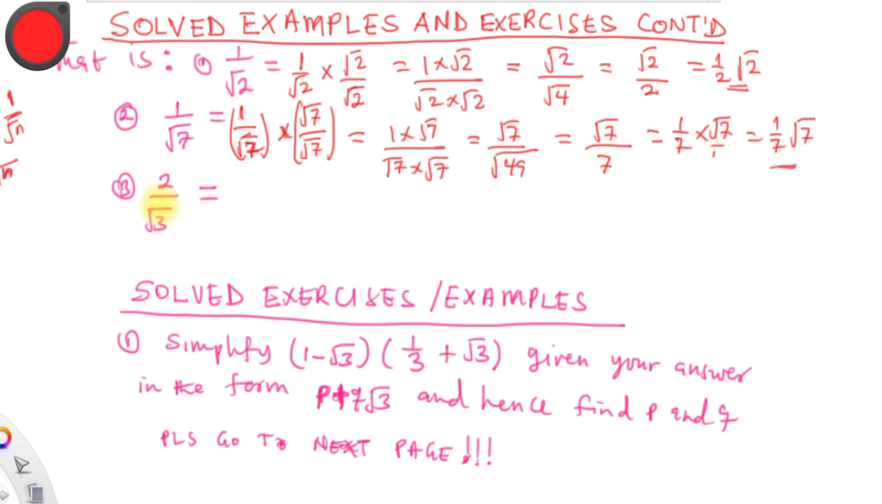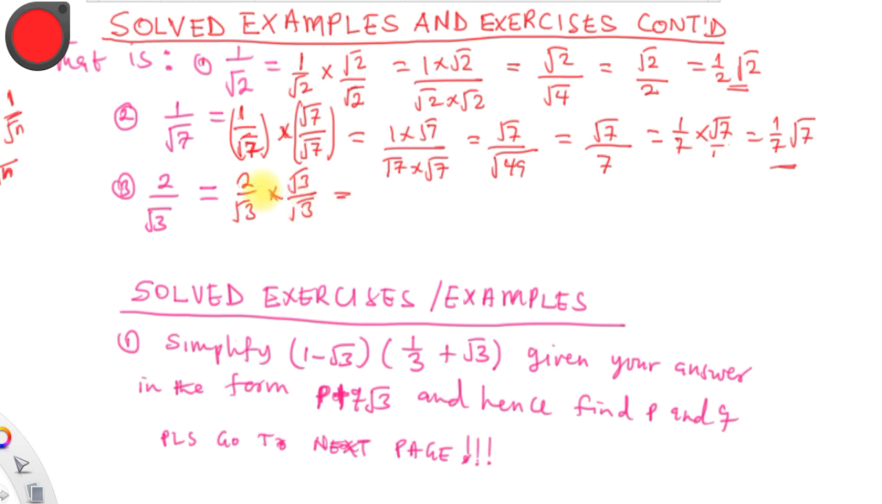So this example, the third one, is 2 over square root of 3. This is equal to 2 over square root of 3, times square root of 3 over square root of 3, which is the conjugate of the denominator.